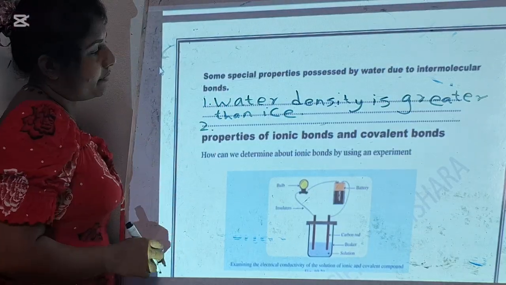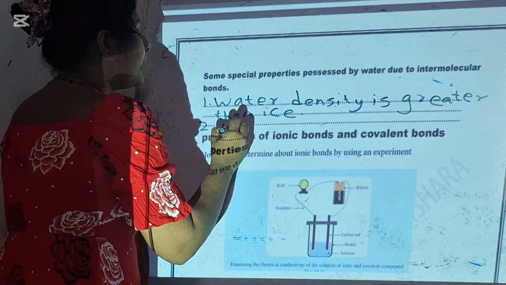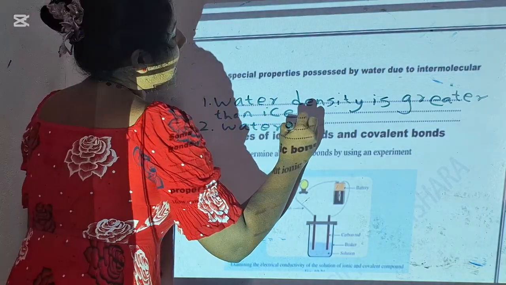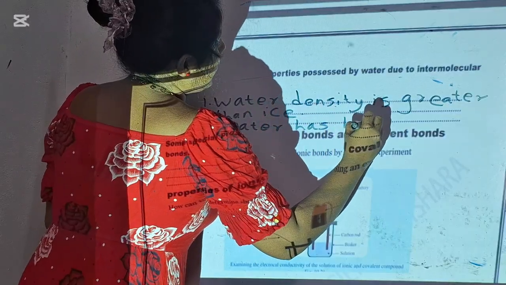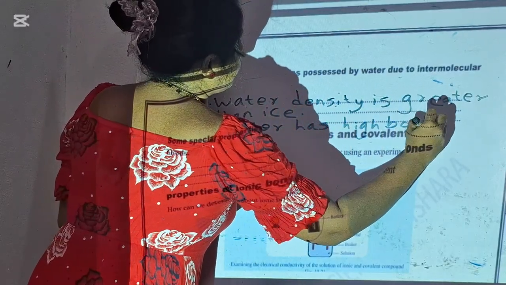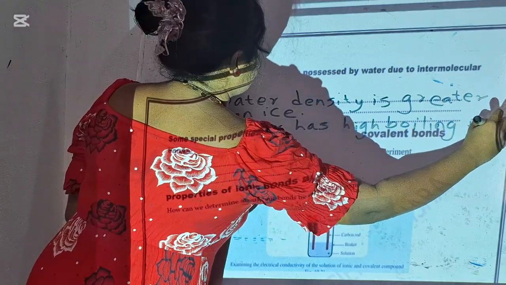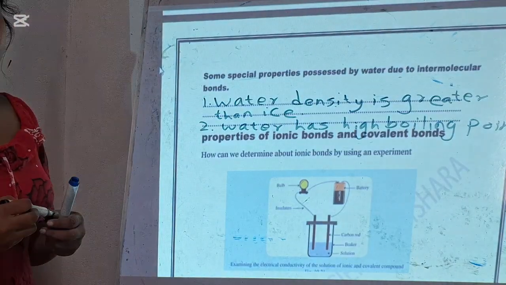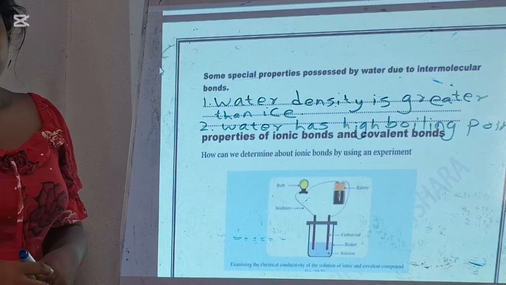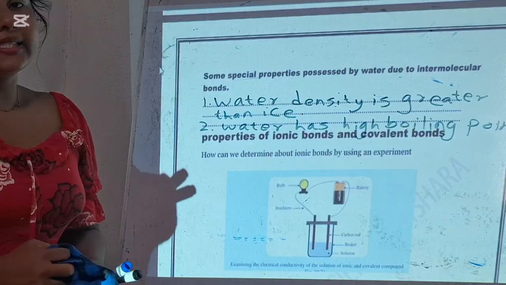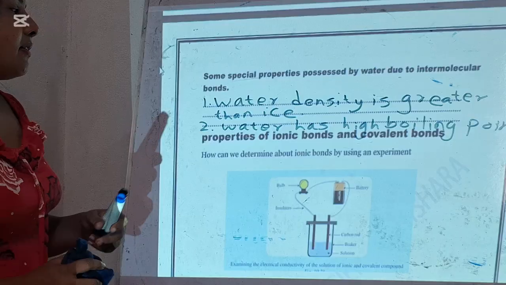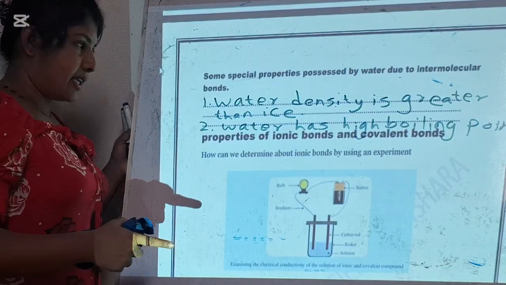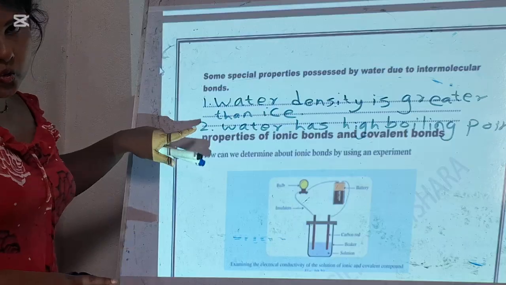Second one, water has a high boiling point. Water boiling point එක ගොඩක් වැඩි. It is similar to 100 Celsius. ඒක ලොකු අගයක්. තව එකක් තියෙනවා. You need to write these two.